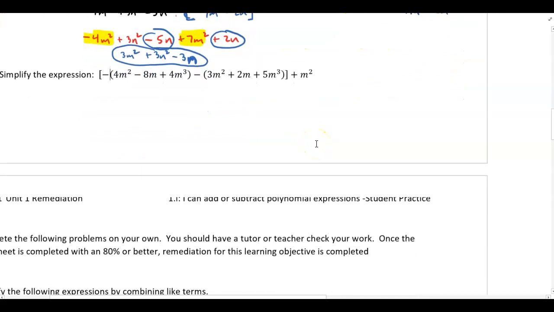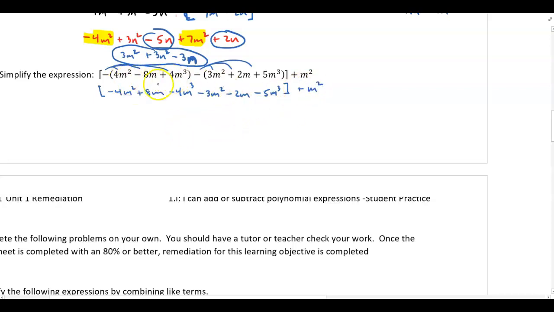And the last one. First thing I'm going to do is simplify what's in the brackets here. So that right there, I'm going to distribute this minus sign. That's going to become negative 4m squared. That's going to become plus 8m. That's going to become minus 4m to the third. I'm going to distribute this minus sign. So it becomes minus 3m squared minus 2m minus 5m to the third. Then I have my plus m squared out here.